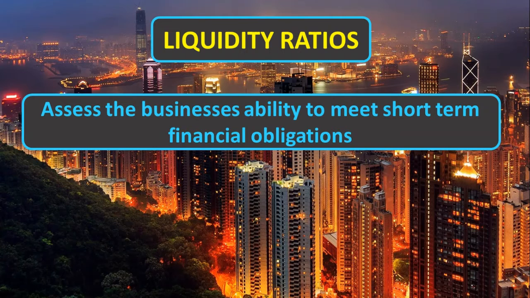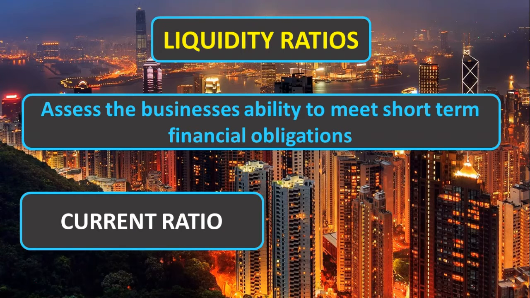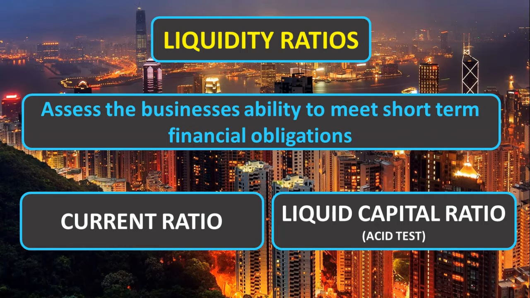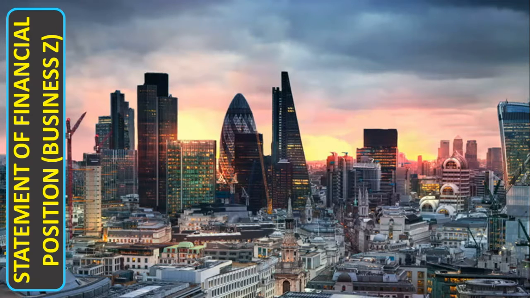There are two ratios that are commonly used to analyse the liquidity of a business. The first is the current ratio, and the second the liquid capital ratio, also known as the acid test or quick ratio. The information used to calculate liquidity ratios can be found on a business's statement of financial position. Let's have a quick look at the key elements of a statement of financial position and what information is needed to calculate liquidity ratios. This is a statement of financial position for business Z.